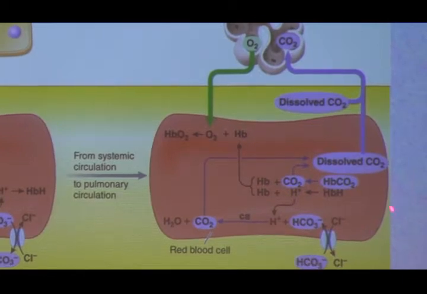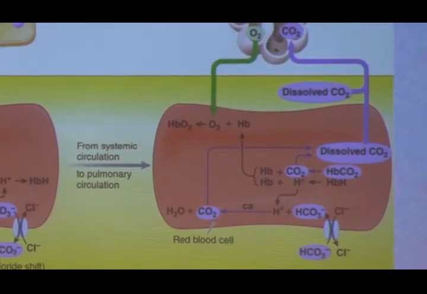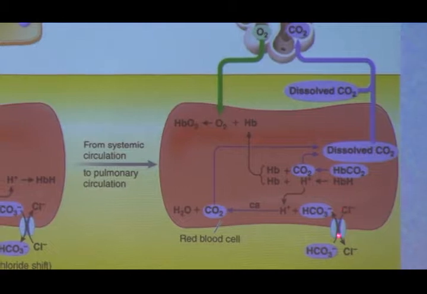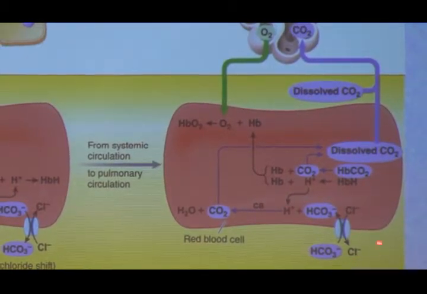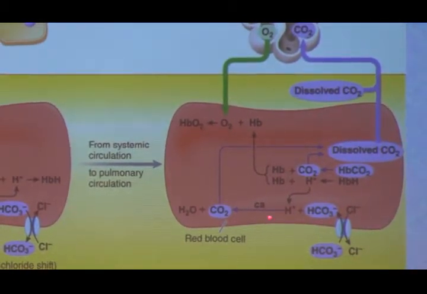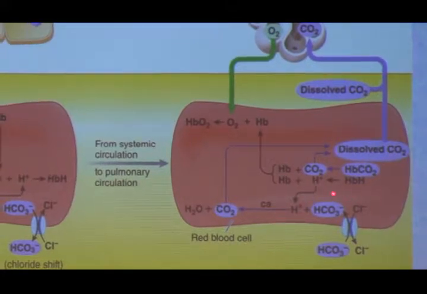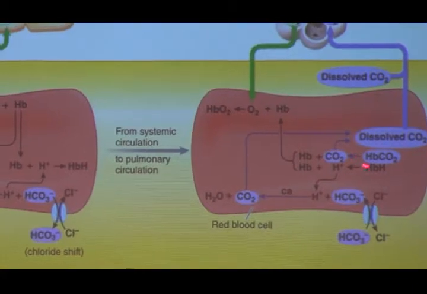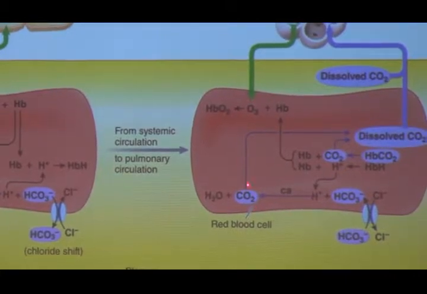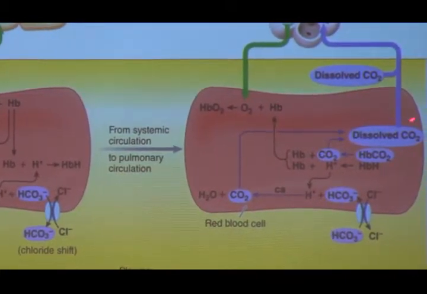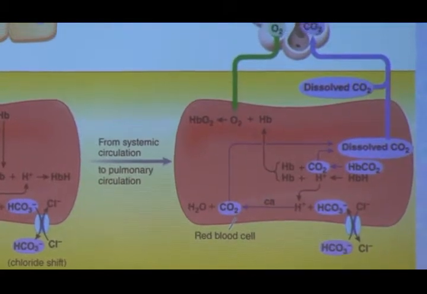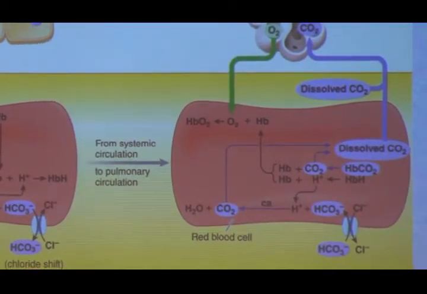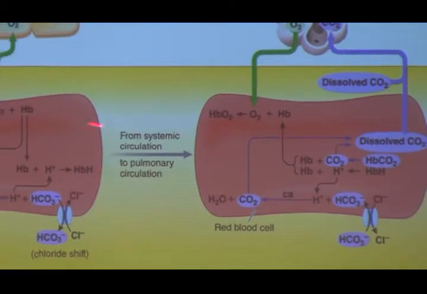Likewise, the bicarbonate comes into the cell in exchange for a chloride, so a reverse chloride shift, and the bicarb combines with hydrogen ions that are released as hemoglobin picks up O2. These hydrogen ions combining with the bicarb form carbonic acid, which then breaks up into CO2 and water, and again the CO2 goes out of solution into the alveoli. So it's a series of reactions that's the opposite of what you see at the level of the tissue cells.